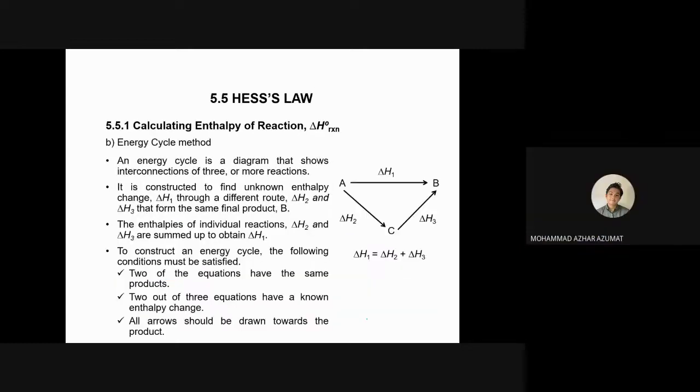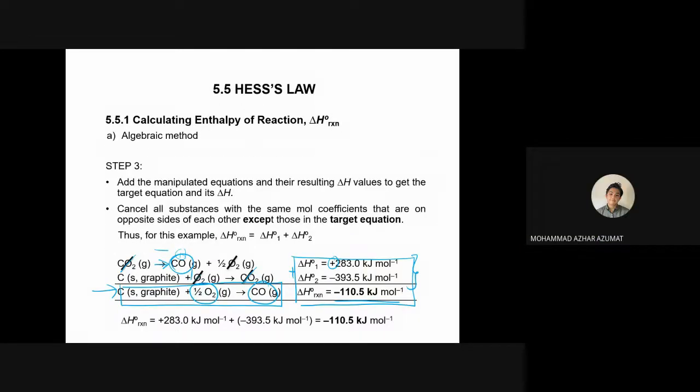Okay? So madam, yeah, I have a question. Yes. Carbon dioxide tu dia tak involve kan dalam net equation kan? Sorry? Carbon dioxide dia tak involve dalam net equation.